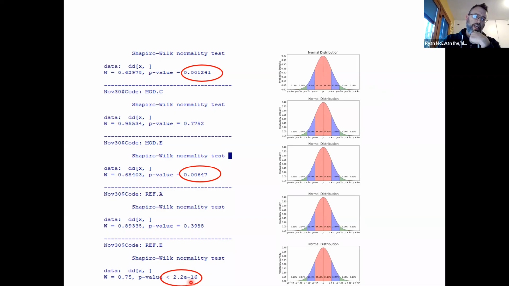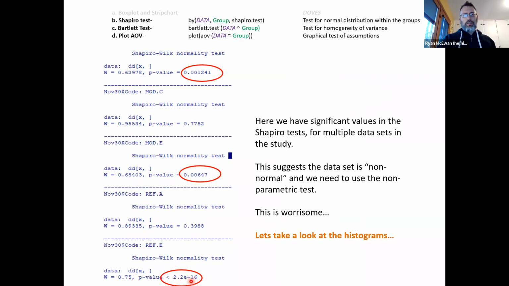This one is negative 16. It's like 16 zeros. So it's way, way below 0.05. We have values indicating here that the distribution is not normal in multiple data sets. And this one down here is really super negative, way below zero. But remember, the threshold value is 0.05. This is 0.000000016 zeros. So it's way less.